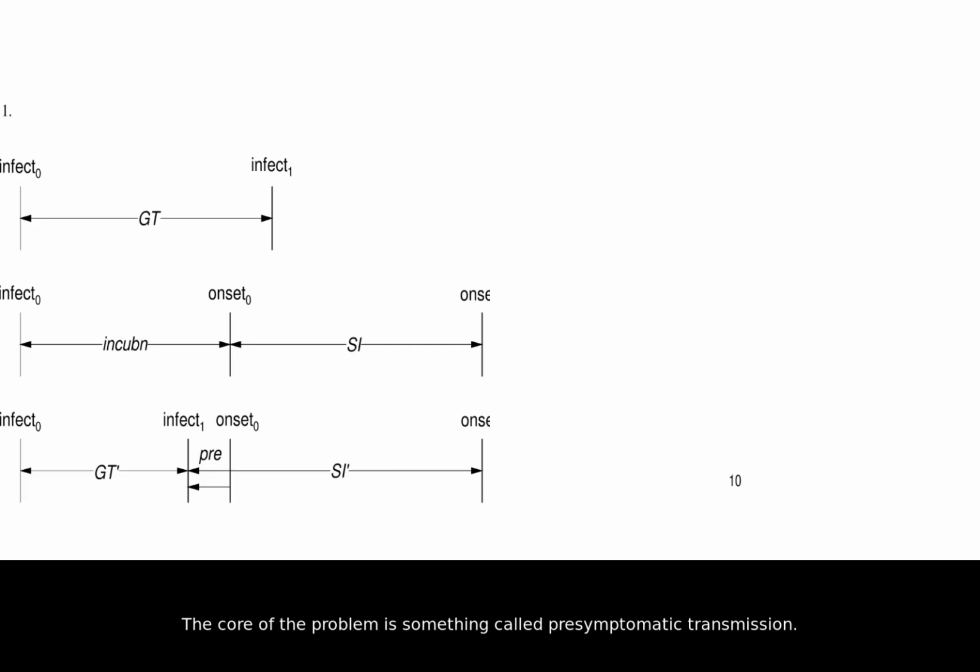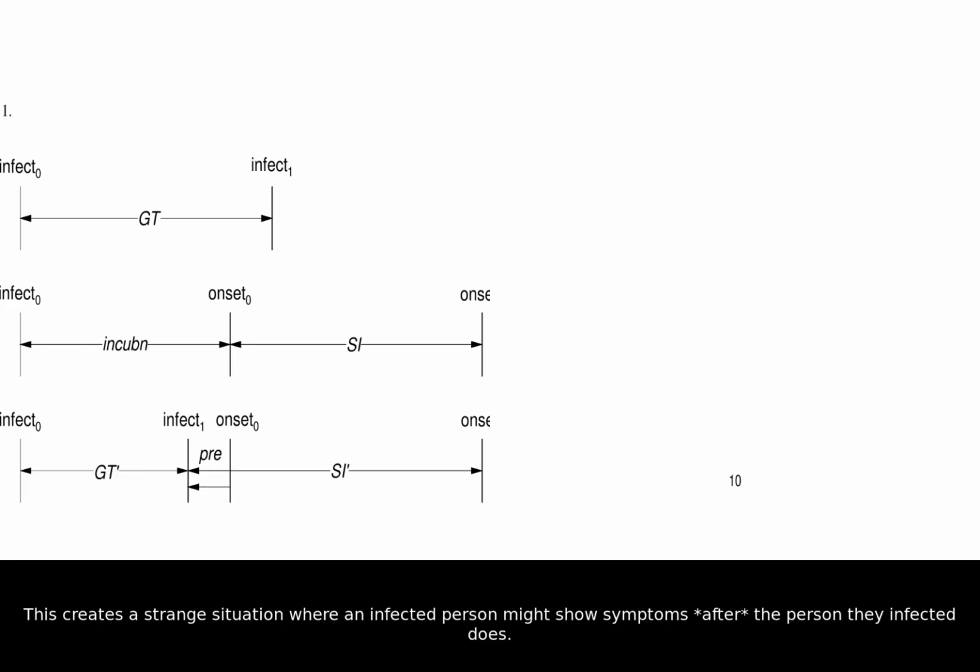The core of the problem is something called presymptomatic transmission. Unlike the flu, people with COVID could be highly infectious for days before they ever showed symptoms. This creates a strange situation where an infected person might show symptoms after the person they infected does. This time between symptom onsets is called the serial interval, and for COVID-19, it could actually be a negative number.